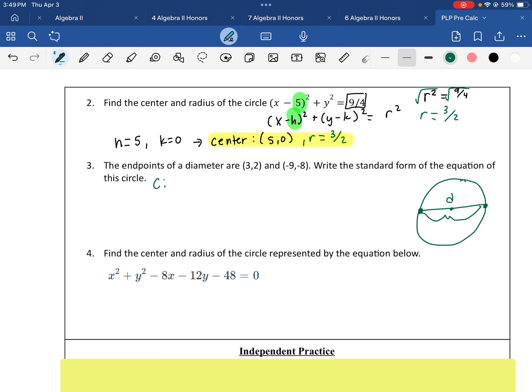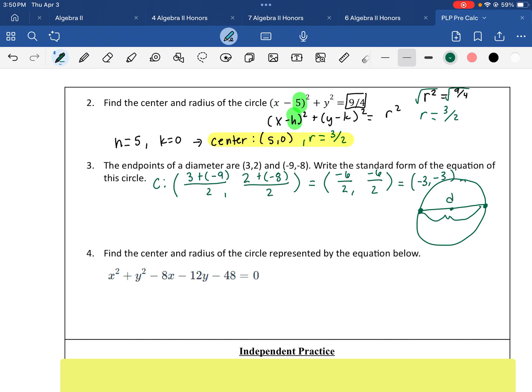So to find our center, we need our midpoint. We're going to take our first x plus our second x and divide it by 2, and our first y plus our second y and divide it by 2. This is just your midpoint formula. So that gives us 3 minus 9 over 2, so negative 6 over 2, and then 2 minus 8, also negative 6 over 2. So our center is at negative 3, negative 3.